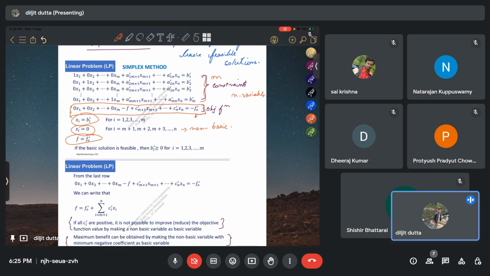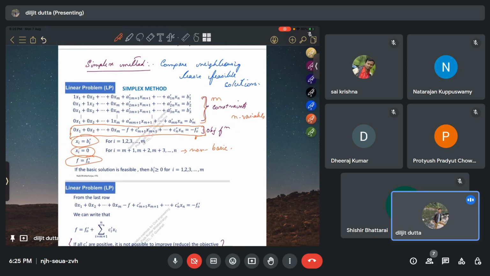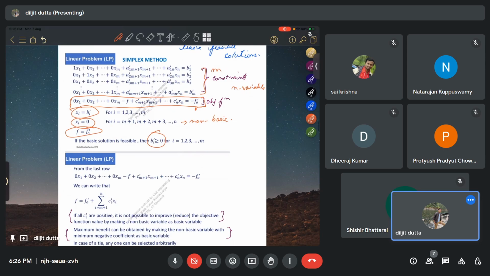And if the basic solution is feasible, that is the primary criterion of linear programming, all the decision variables should be non-negative. Remember, it is not positive, this is non-negative, that is greater than or equal to 0. So since we are getting xi equal to bi dash, all the bi dash that we get after row operations should be greater than or equal to 0 for i equal to 1 to m.